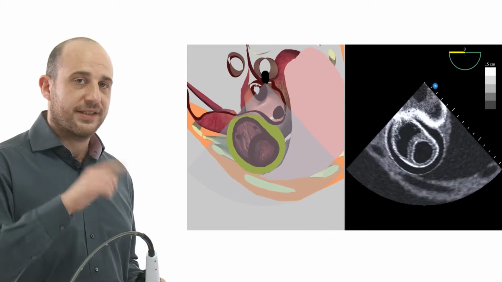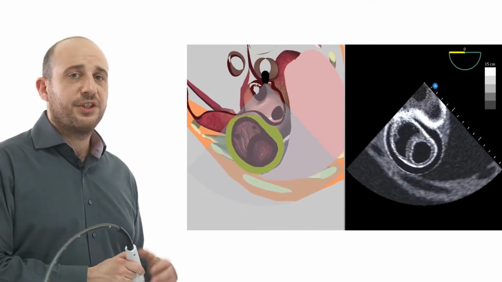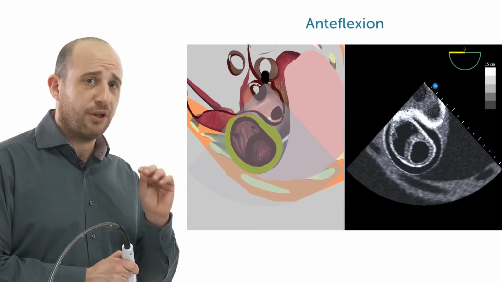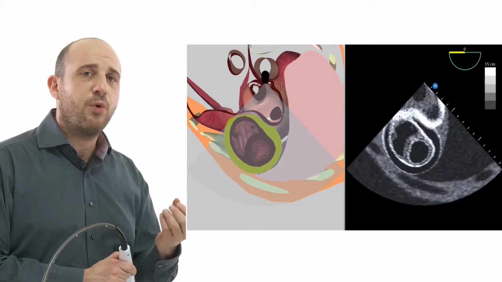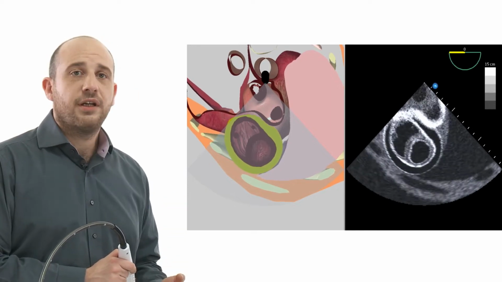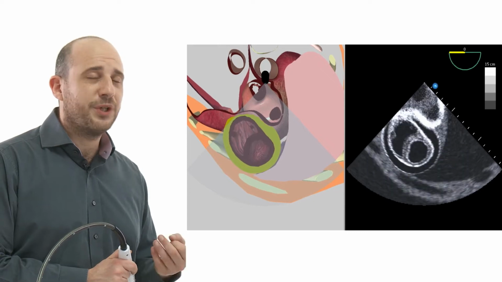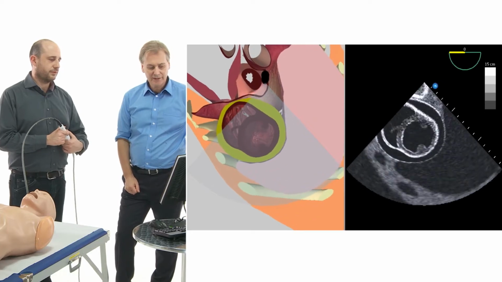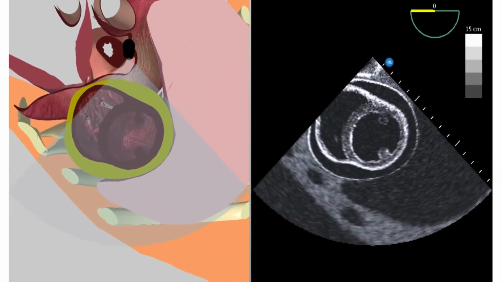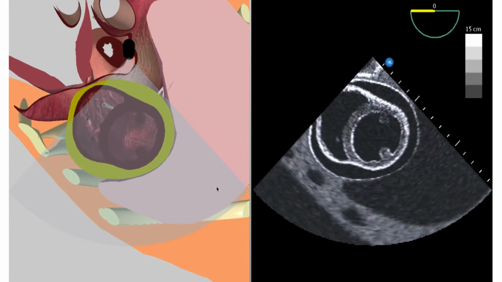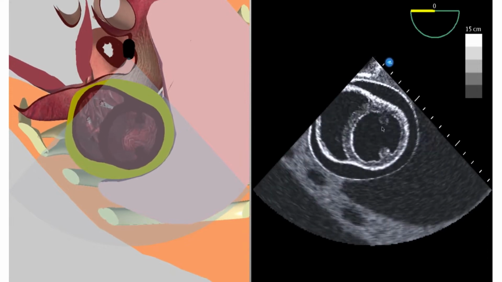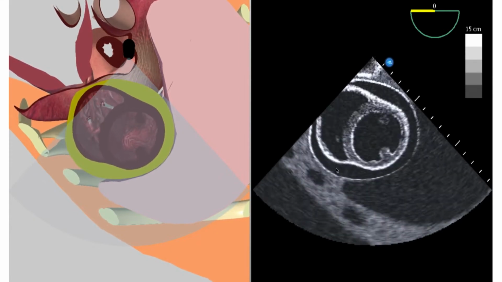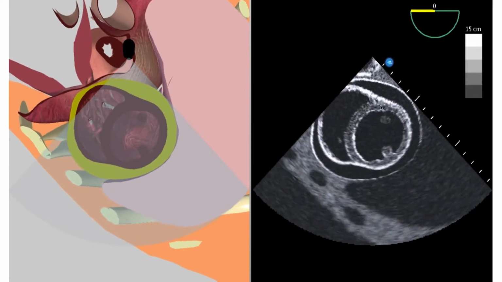And now it's very important. For the transgastric views, you need anteflexion because you are below the diaphragm and you want to see the heart. And if you want to see the heart, you need the anteflexion. It doesn't work without. Okay, so what structures do we see here? So now we are in the mid-papillary short axis view. We've got the papillary muscles right here. Exactly. This is the left ventricle, round structure, right ventricle, and then we have different segments of the myocardium here.